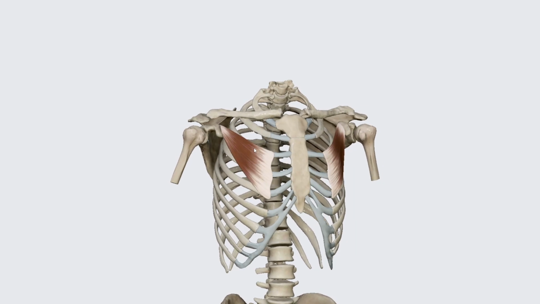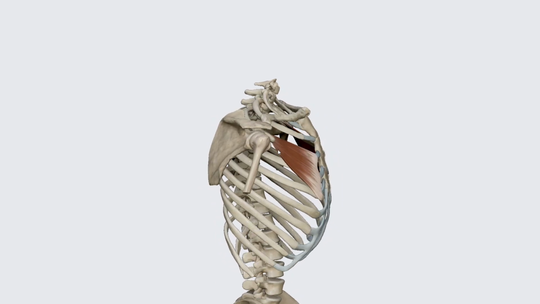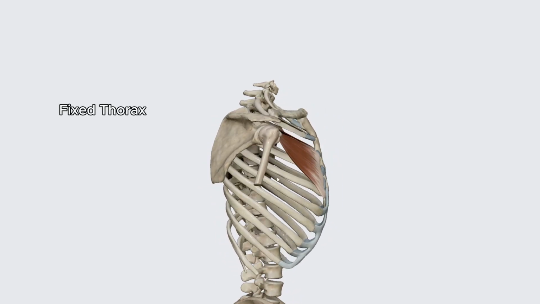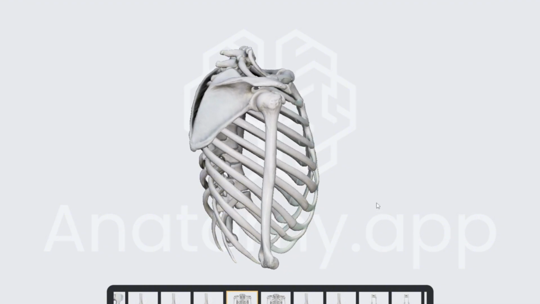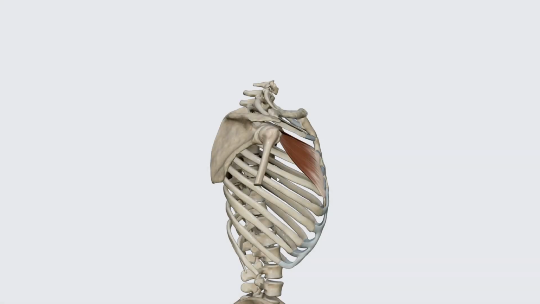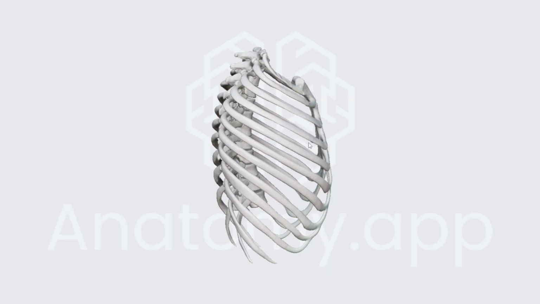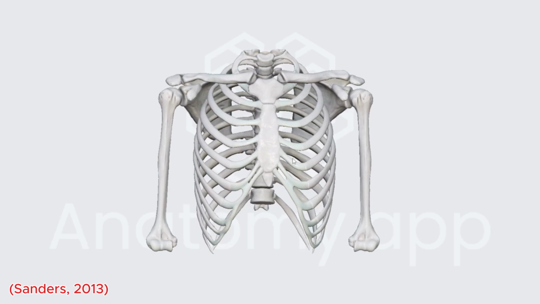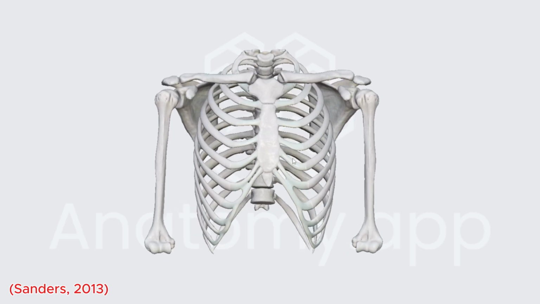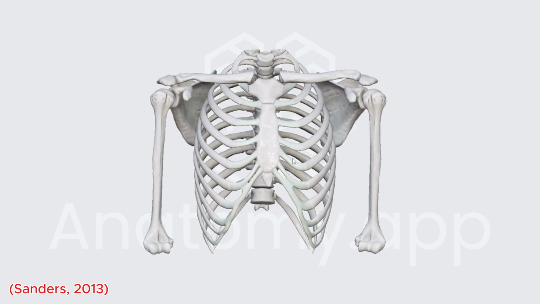Actions. The pectoralis minor muscle has two main actions. 1. When the thorax is fixed, it depresses the scapula and moves the shoulder girdle forward, anterior tilt. 2. When the scapula is fixed, it elevates the ribs, acting as an accessory muscle of respiration. These functions are essential for forced breathing and upper limb movements.